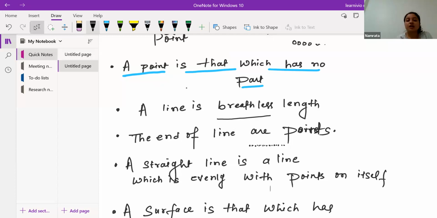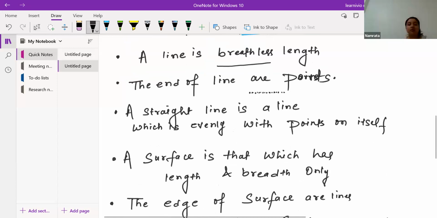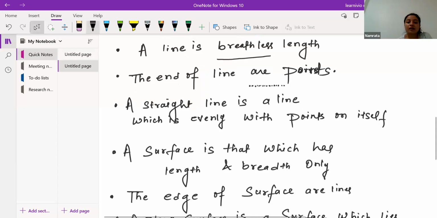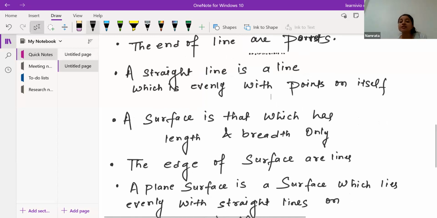Now Euclid's definition says a surface is that which has length and breadth. Surface means what? A flat surface. It has only length and breadth, right? It can be a rectangular surface, it can be any flat surface. It will have only two measurements, length and breadth. Now the next definition says the edges of a surface are lines. Only now we were discussing that a surface is made of lines. When we take lines and attach them together, we get a surface, right? So a surface is made up of lines. The edges of a surface are also lines.